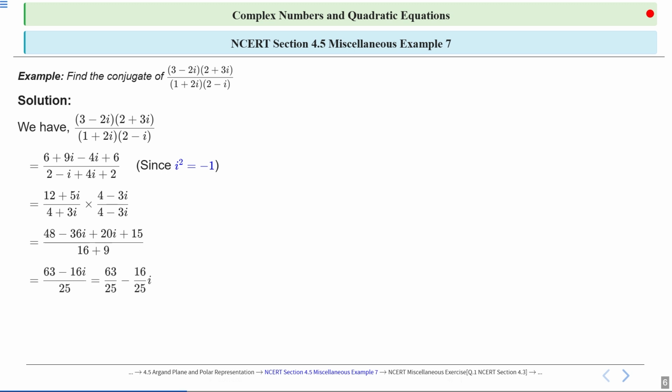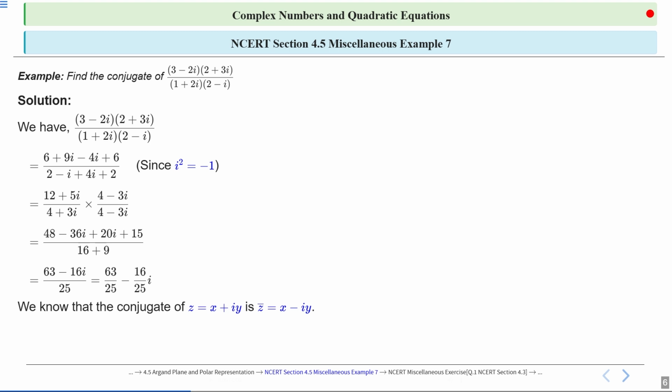Now we combine like terms. So the numerator is 48 plus 15, which is 63, and minus 36 iota plus 20 iota, which is minus 16 iota. So the denominator is 25. So the simplified result is 63 divided by 25 minus 16 divided by 25 times iota.